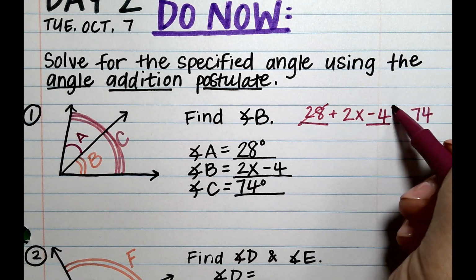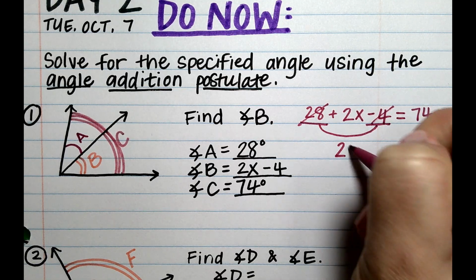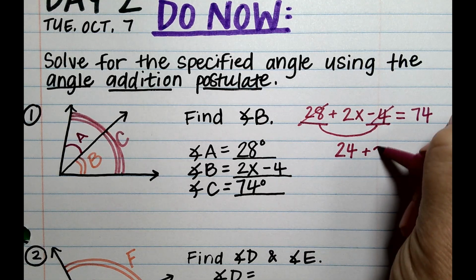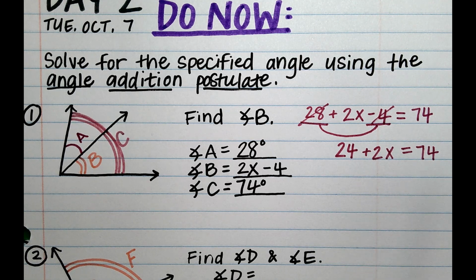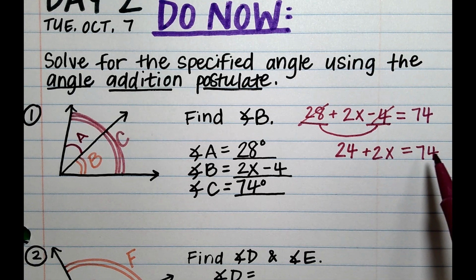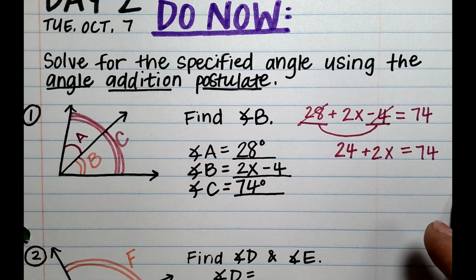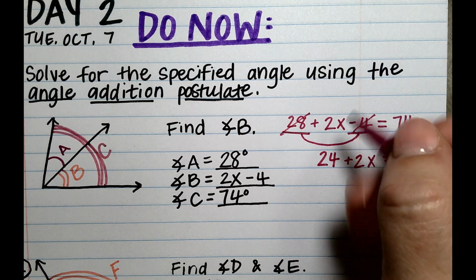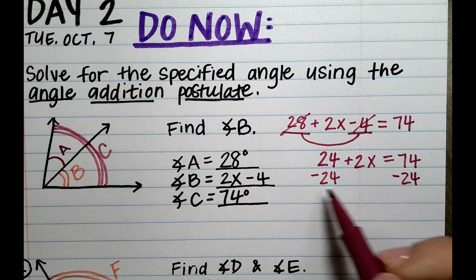So what is 28 minus 4? 24. So I'm going to bring down 24. What else comes down? Your 2x. 2x, good, equals 74. Then you're going to subtract 24 on each side. Now, is it okay if I put 2x plus 24 equals 74? Yeah, that's okay. You can absolutely put them in either order. You'll still have the same answer. And then you said we'll subtract 24. We're trying to get x by itself. So let's do that. Minus 24 from both sides.